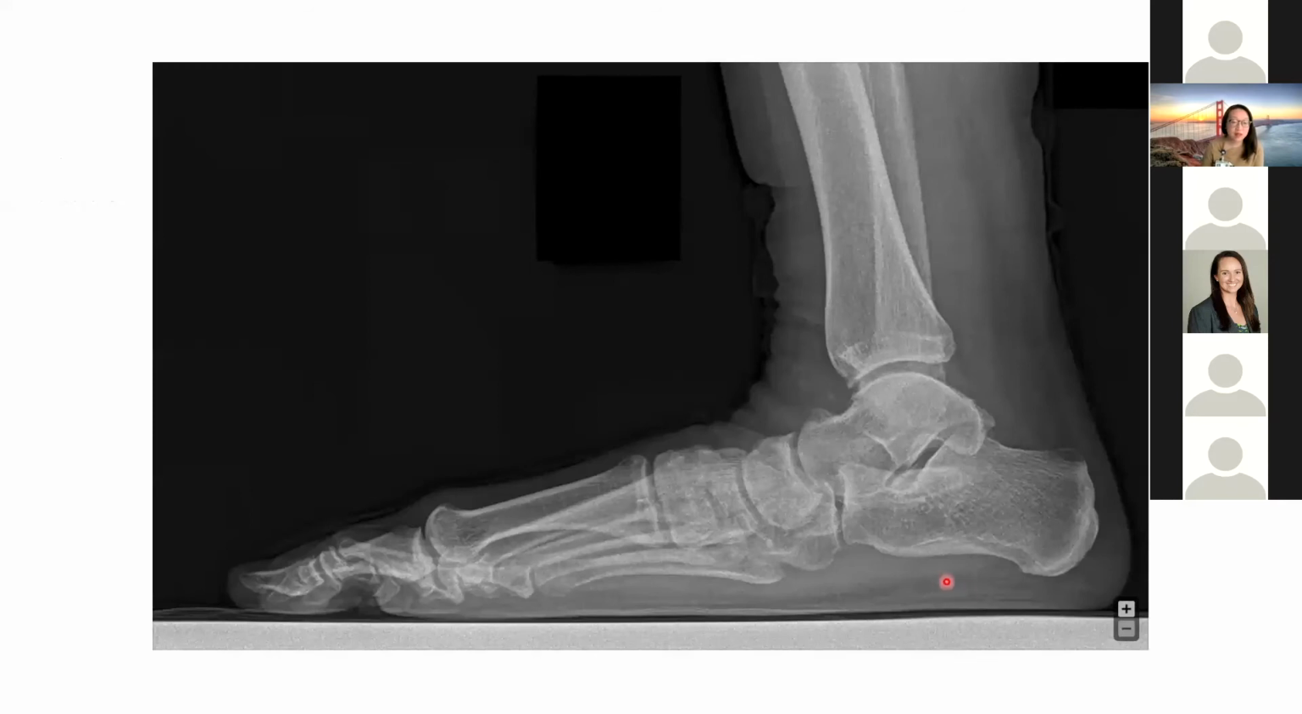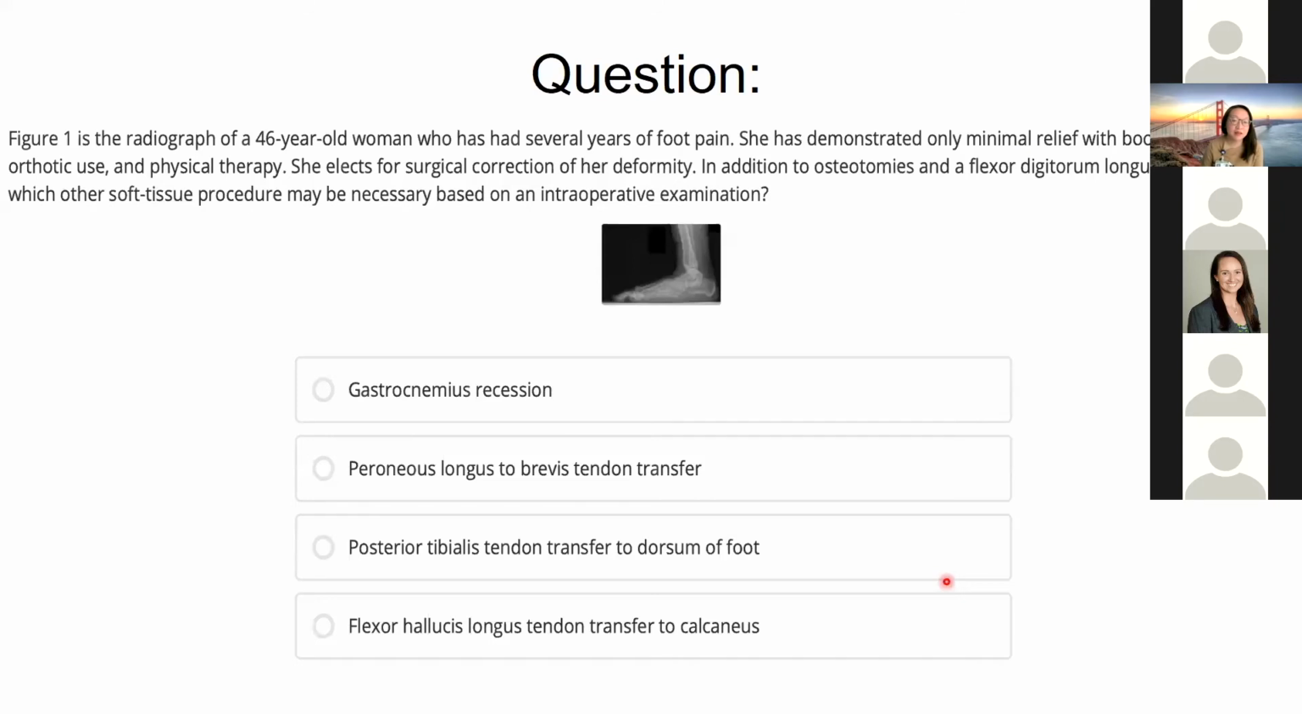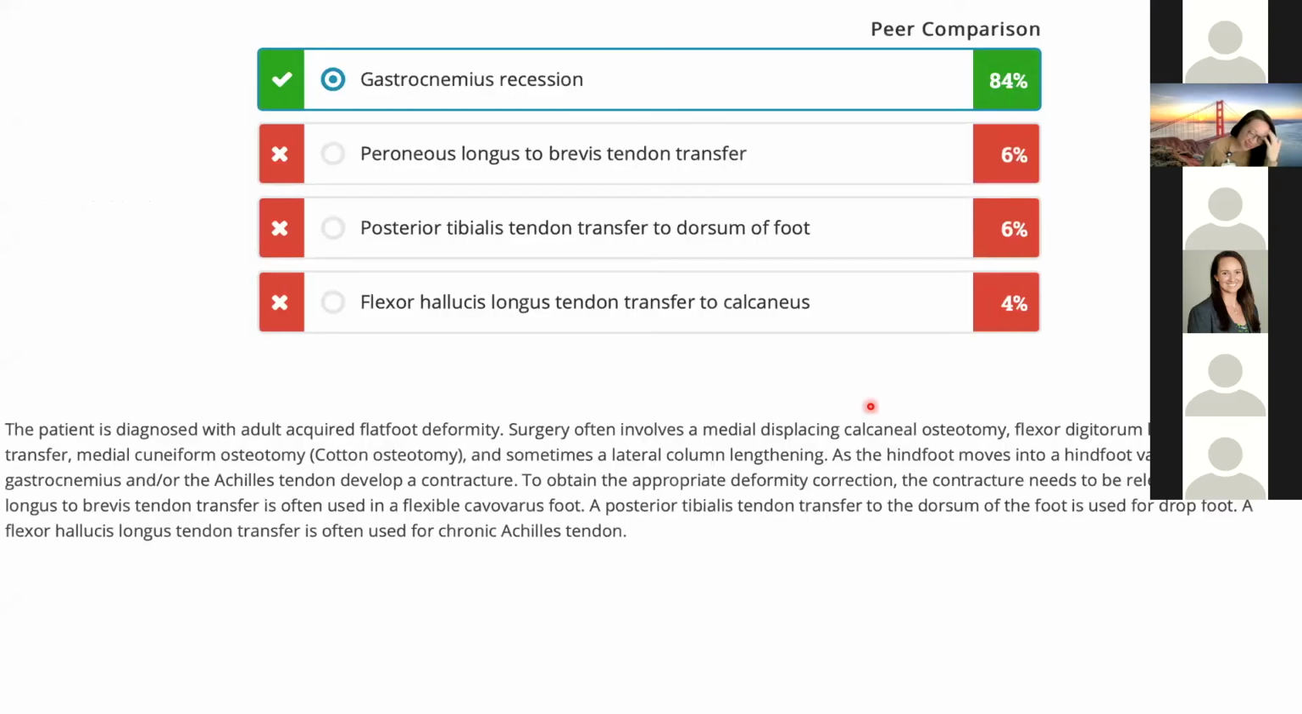Okay. So she does have a flat foot. Well, based on test taking skills, we were just talking about gastroc / Achilles lengthening. So I'm going to go with that. Yes, that is correct. I tried to make these easy for you guys, right? I say it and then I ask you the question. So just have to listen.